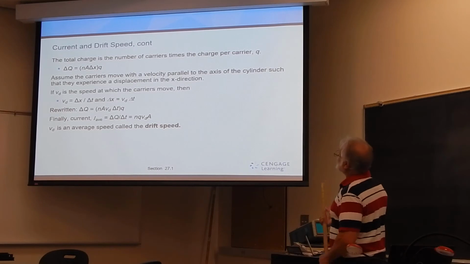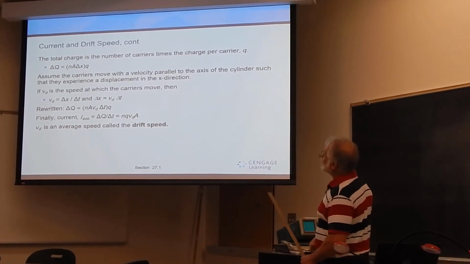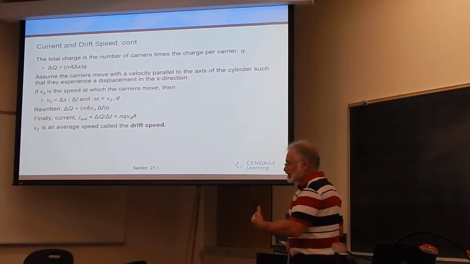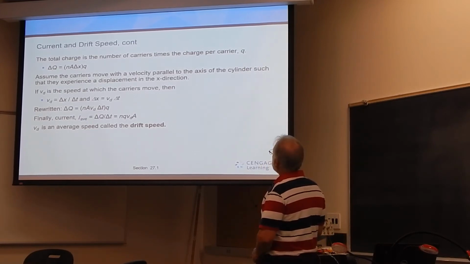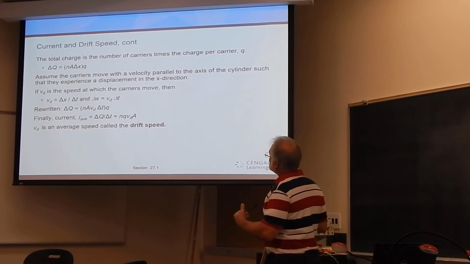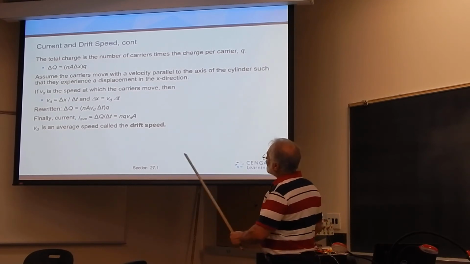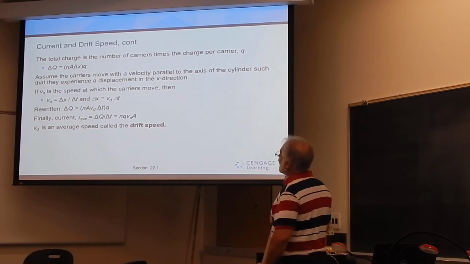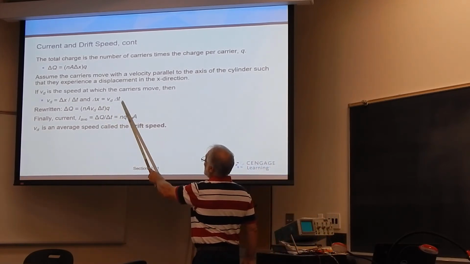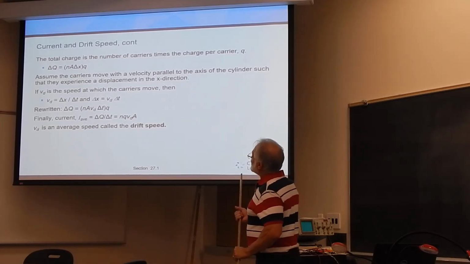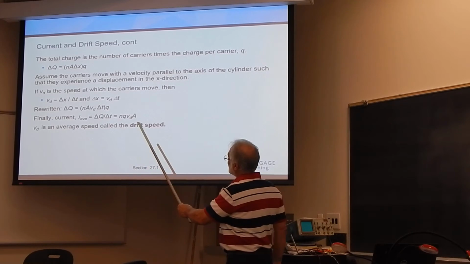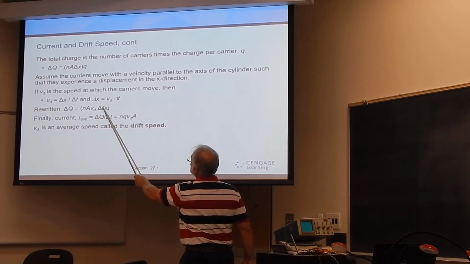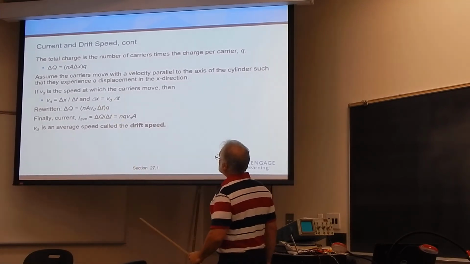Now, if they each have a charge little q, then the total charge in that segment would be n A delta x times q. Moreover, suppose that the carriers move with a velocity parallel to the axis of the cylinder such that they experience some displacement in the x direction. And then we call that velocity v sub d. I can write that as v sub d is delta x over delta t. I can therefore write delta x as v sub d times delta t. That would allow me to rewrite my total charge in the following way: n A v sub d delta t times the charge of one carrier.